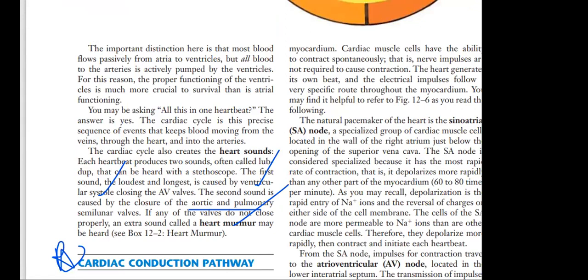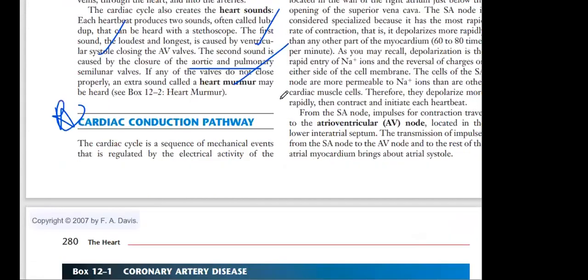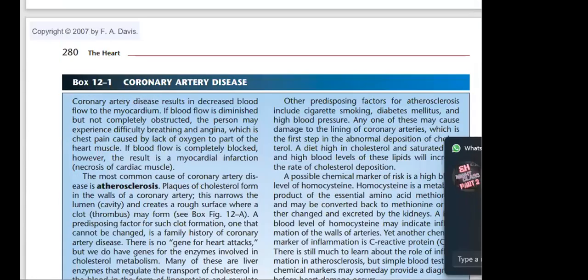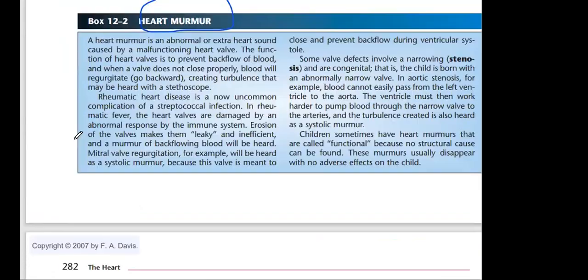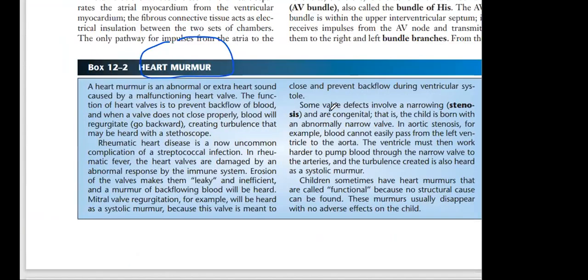Basically, the cardiac conduction pathway will take more time. I think we will discuss heart murmur only. This is the box that is given. Let's talk about heart murmurs.